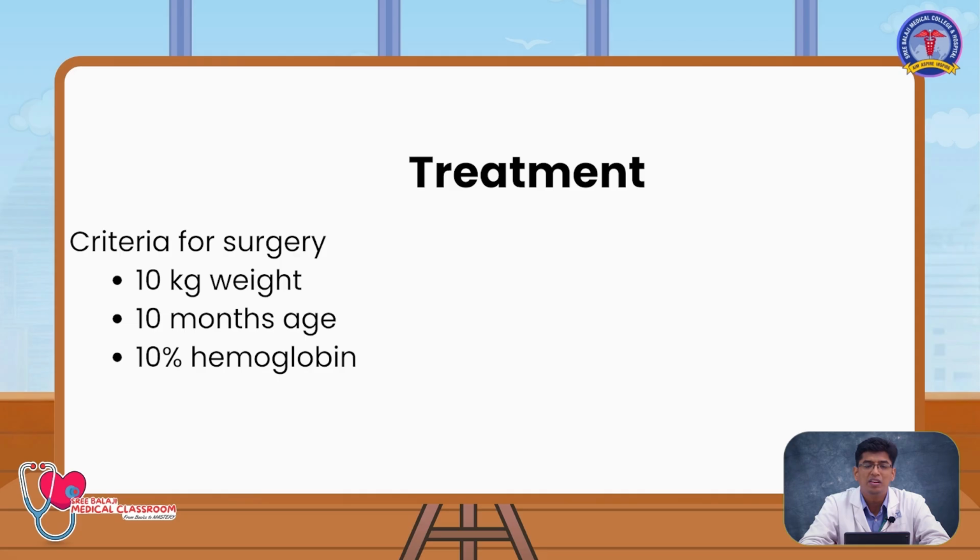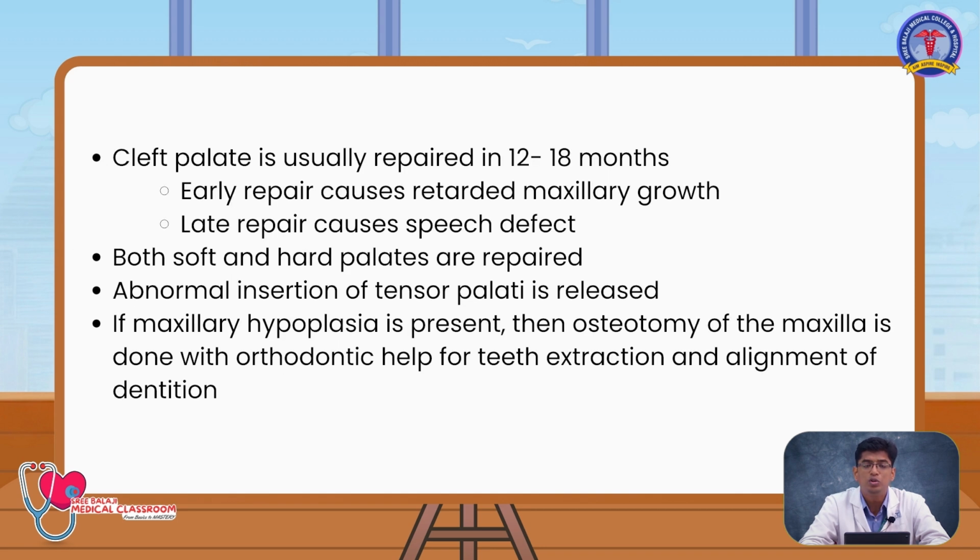The management involves the same Millard's rule of 10: 10 kg body weight, 10 months of age, and 10 g% of hemoglobin should be seen. The cleft palate is usually repaired at 12 to 18 months of age because early repair can cause retarded maxillary growth. Late repair causes speech defect. Both the soft and hard palates have to be repaired. Abnormal insertion of the tensor palati has to be released.